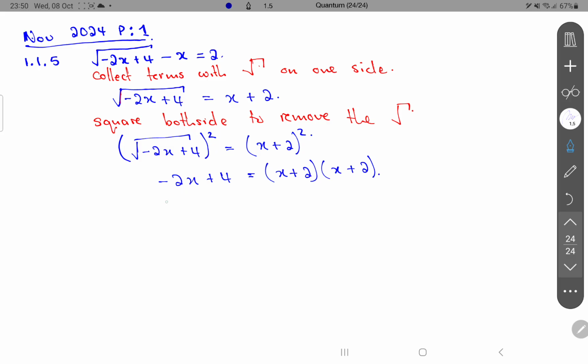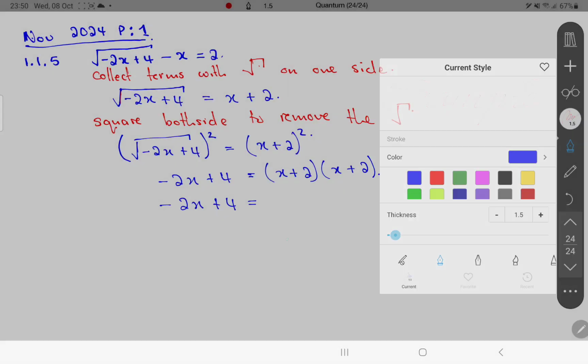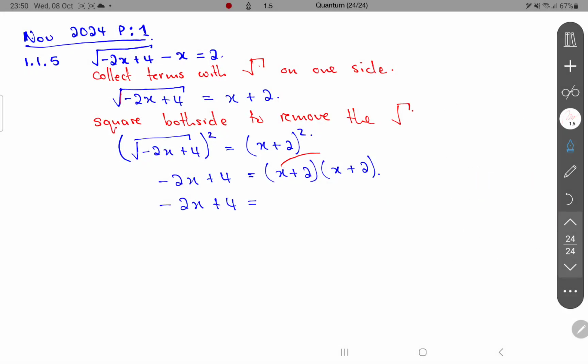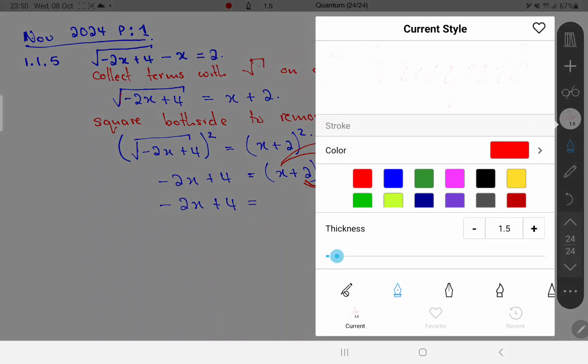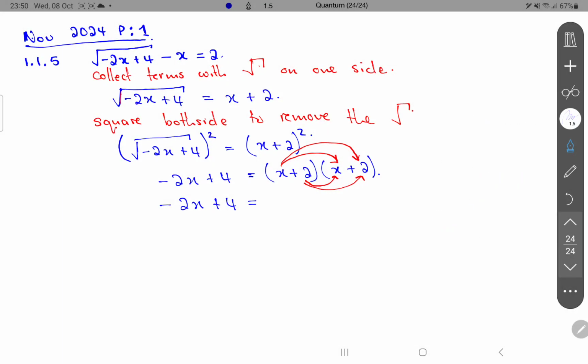So let's expand the other side. Minus 2x plus 4. To help those who don't know how to expand two brackets, you multiply this and that, then you multiply this and that, then this and that. I'll try to show every step to help those who are not able to see what I'm doing. x times x is x squared, plus 2x plus another 2x plus 4.